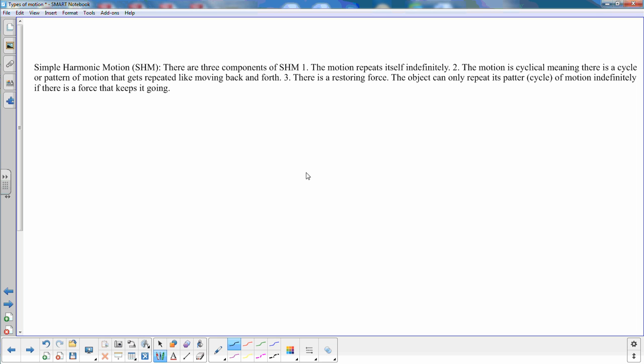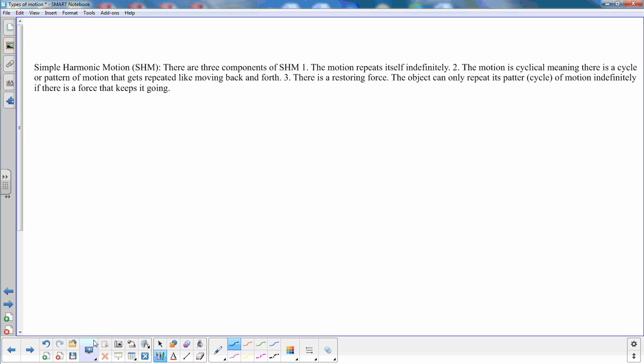And these are all things that we're going to learn a lot more about, but I'm hoping you know that friction kind of drags stuff and slows stuff down. And I'm hoping that you know air resistance slows stuff down. But under ideal circumstances, you are never going to have simple harmonic motion stop. The second component is the motion is cyclical, meaning there's a pattern, a cycle of the motion that gets repeated, such as moving back and forth or up and down.